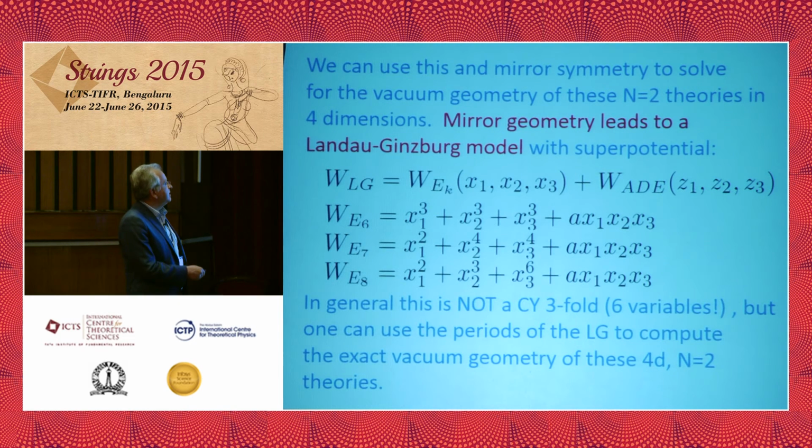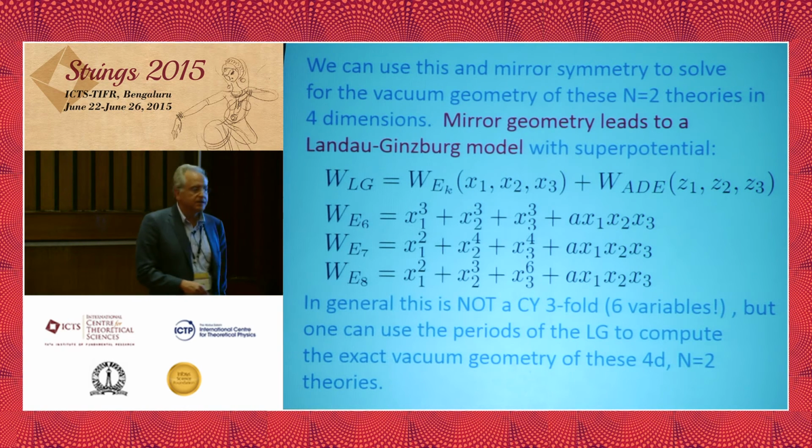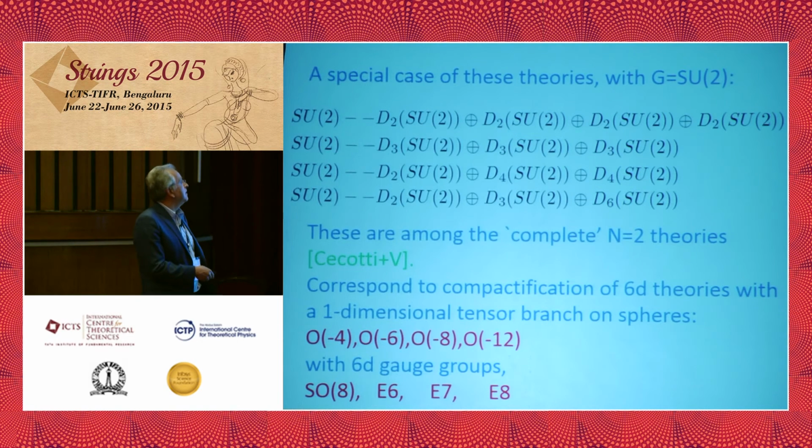And the mirror geometry for them will give you a Landau-Ginzburg theory with 6 variables. So it's not even a Calabi-Yau threefold, but there's a mirror symmetry that gives you a mirror geometry, and you can compute the exact 4D N=2 geometry in terms of periods of the Landau-Ginzburg theory, not in terms of a Calabi-Yau, but still this is effective to compute the 4D vacuum geometry.